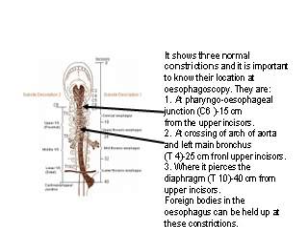And the third is where it pierces the diaphragm at the level of T10 or 40 centimeters from the upper incisors. The three constrictions of the esophagus. Foreign bodies in the esophagus can be held up at these constrictions.